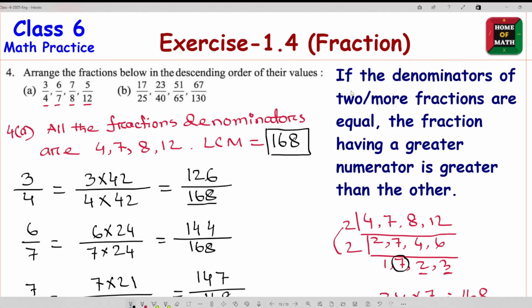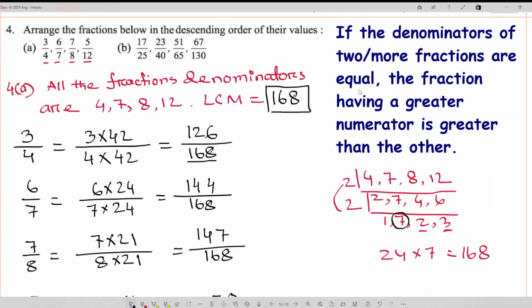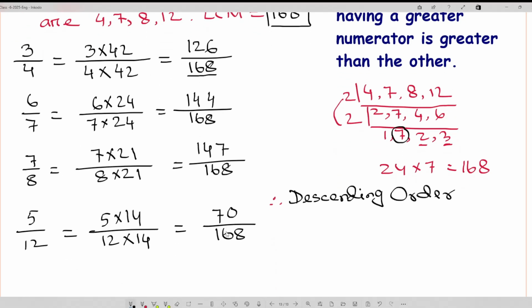Now look, descending order, right? So descending order means larger to smaller, right? So which one is larger?